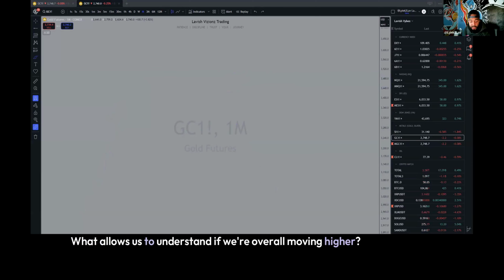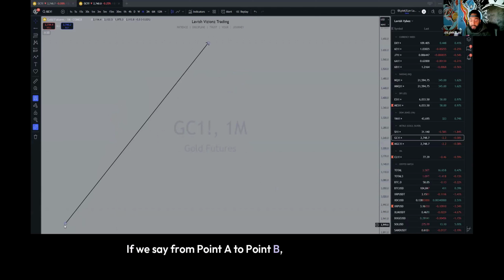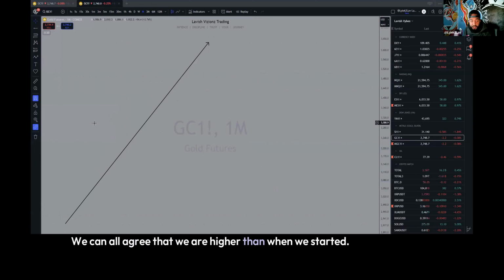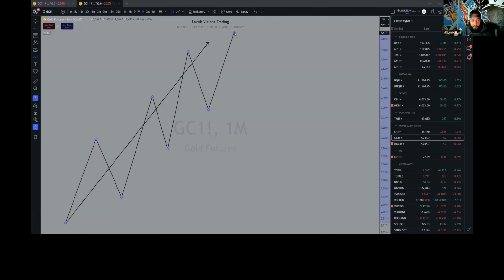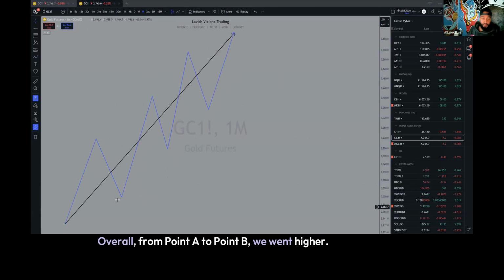What allows us to understand if we're overall moving higher? If we say from point A to point B, are we higher or lower than where we started? We can all agree that we are higher than where we started. Over this time, you might not see it, but price action could be going like this. Overall, from point A to point B, we went higher.